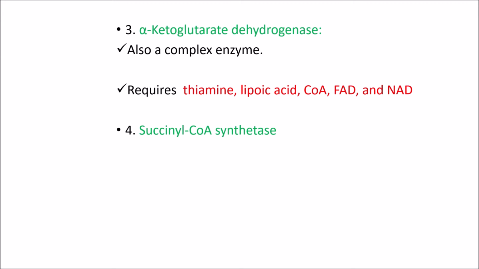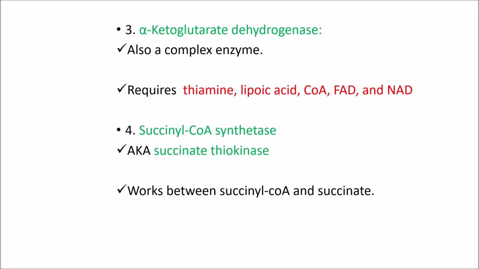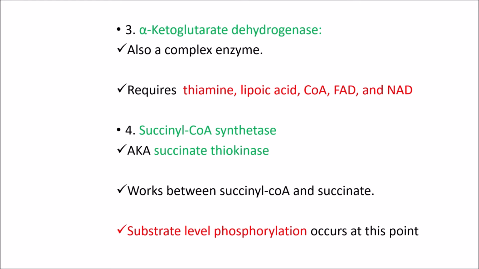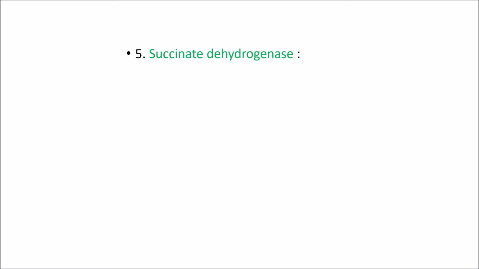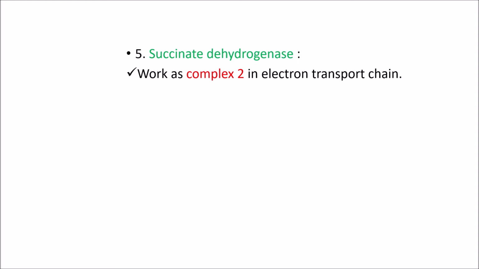Now let's talk about succinyl CoA synthetase, where our substrate level phosphorylation actually occurs. It is also known as succinate thiokinase, and it works between succinyl CoA and succinate, where the substrate level phosphorylation occurs. The other enzyme is succinate dehydrogenase. This succinate dehydrogenase is also used as complex 2 in the electron transport chain. When we discuss the electron transport chain, we will also discuss this succinate dehydrogenase, and it converts one FAD into FADH2.